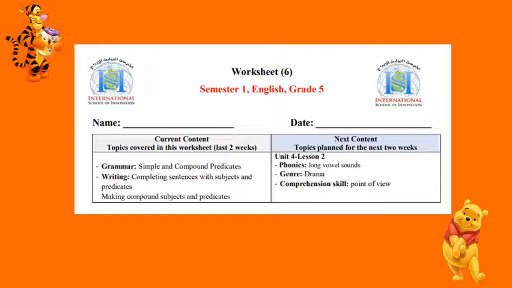Okay, first of all, let's make a quick revision for the objectives covered in this lecture. We covered simple and compound predicates. We identified the predicates and we differentiated between simple, compound and complete predicates. Also, in the writing part, you were able to complete sentences with suitable subjects and predicates, and you made compound subjects and predicates.